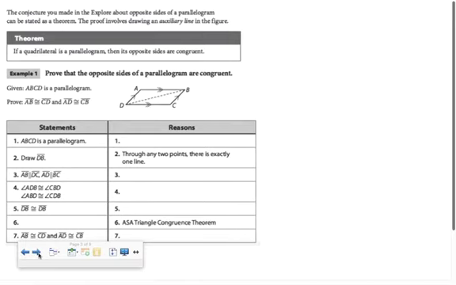So let's talk about how using congruent triangles can allow us to prove some of the properties that we discovered about parallelograms. Our first theorem here is that if a quadrilateral is a parallelogram, then its opposite sides are congruent. So in this proof, we are given that this is a parallelogram, and then they draw segment DB, because through any 2 points I know there's exactly one line. I'm allowed to draw an auxiliary line.